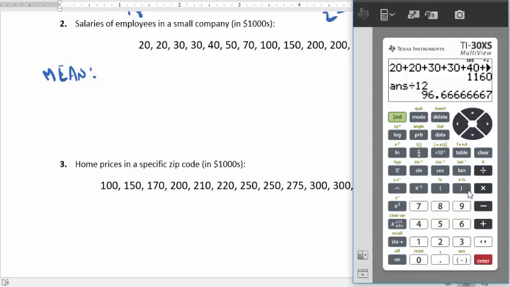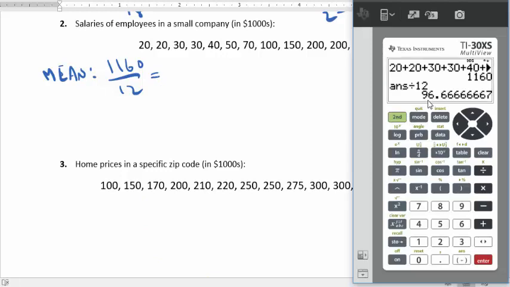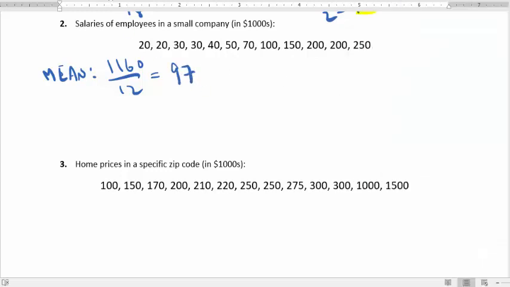So 96.7. In this case, all these values were to the nearest 10, so I could round my mean to the ones. So I could say that this is 97. So my mean is 97, right? Because all of these values were to the nearest 10, so I can round my mean to the nearest 1. All right, so that's 97,000 it really means, right? It's not $97, it's $97,000.